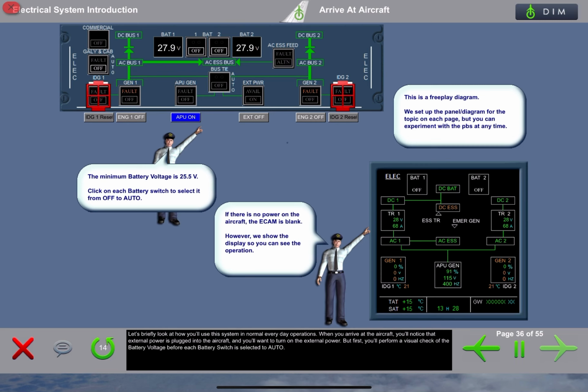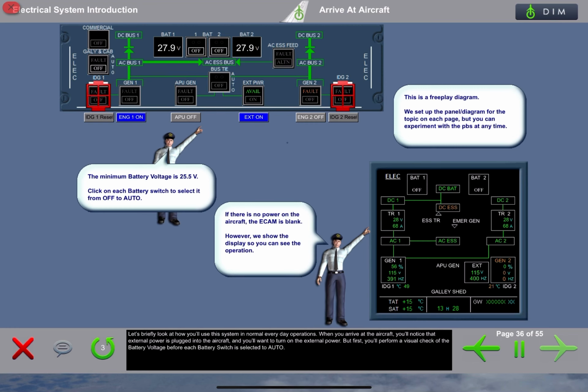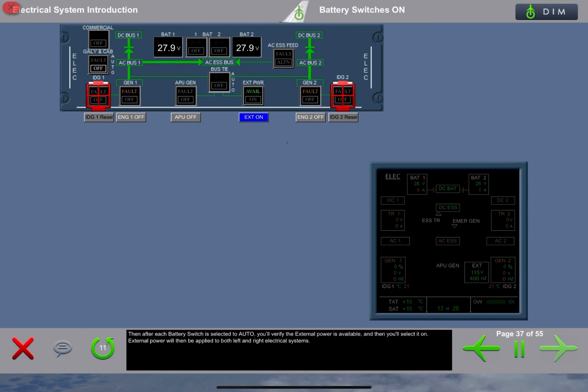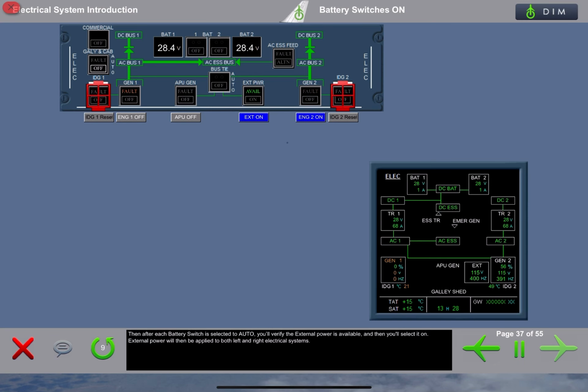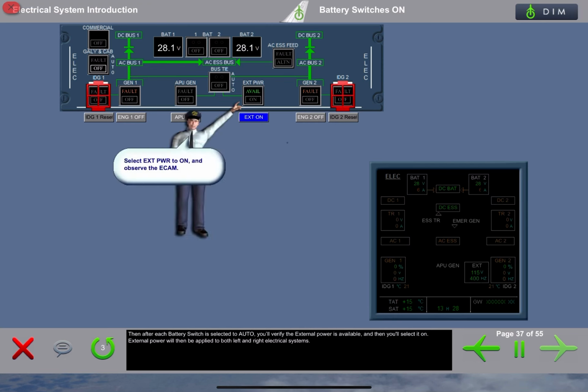When you arrive at the aircraft, you'll notice that external power is plugged into the aircraft, and you'll want to turn on the external power. But first, you'll perform a visual check of the battery voltage before each battery switch is selected to auto. Then, after each battery switch is selected to auto, you'll verify the external power is available, and then you'll select it on. External power will then be applied to both left and right electrical systems.